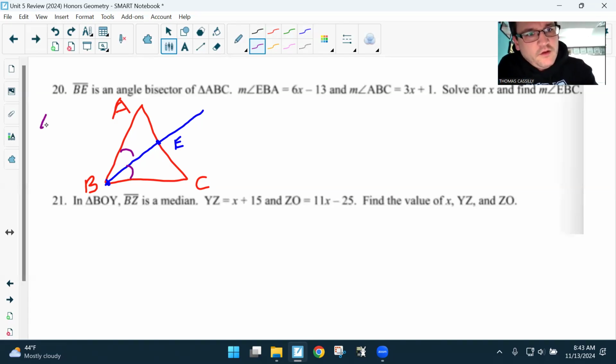So we could say angle ABE is congruent to angle EBC.